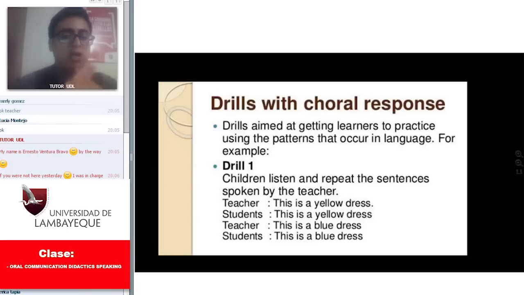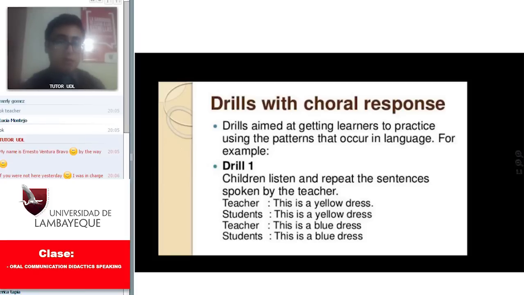For example, children or students listen and repeat the sentences spoken by the teacher. So the teacher will say, this is a yellow dress. So the students are going to repeat after the teacher, this is a yellow dress, because they have to do the same thing as the teacher does, right? Then the teacher will say, this is a blue dress. So the students together as a chorus, they will say, this is a blue dress.